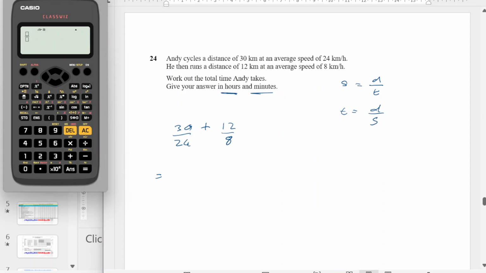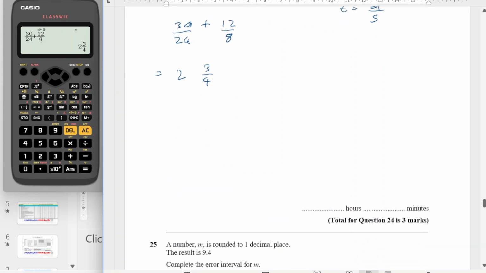a fraction. So 30 over 24 plus 12 over 8, and that's going to give me, as a fraction, 11 over 4. As a mixed fraction, that's going to give me 2 3/4. And we should be at a point where we understand 3/4 of an hour is 45 minutes. A quarter of an hour is 15, so 3/4 is going to be 45. So 2 hours and 45 minutes.